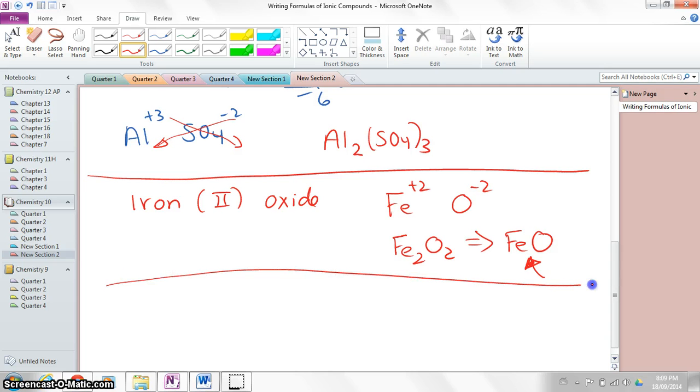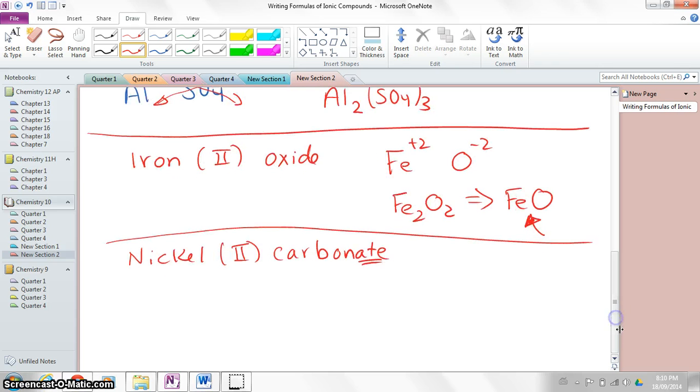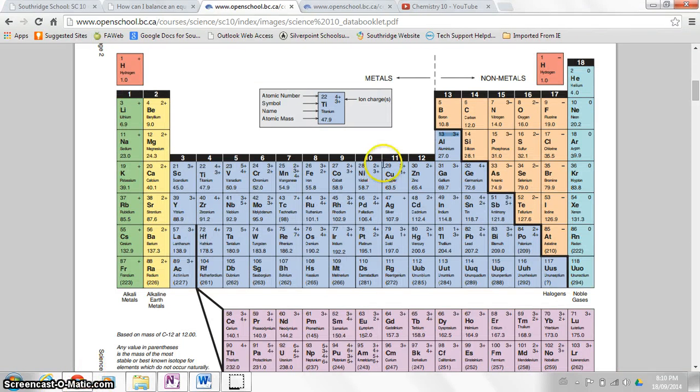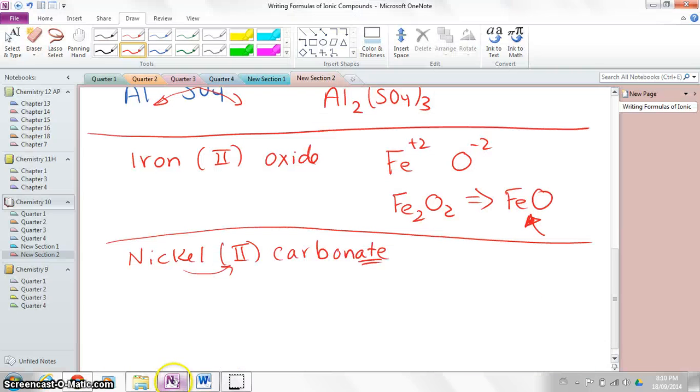Let's try nickel(II) carbonate. That's a clue coming from the polyatomic ion table. With nickel(II), the Roman numeral tells you which ion it is. Nickel comes in +2 and +3. Let's take a look. Here's nickel right there. With the Roman numeral 2, that means it's the nickel +2, not the one that's listed second. Roman numeral 3 would mean +3.